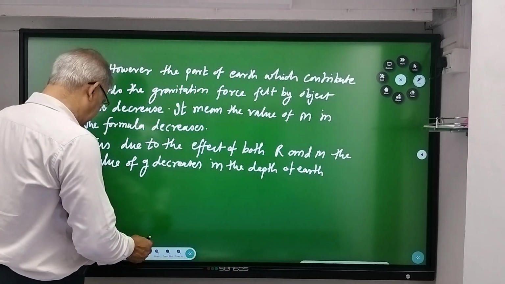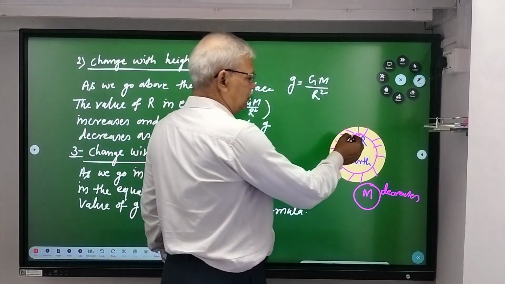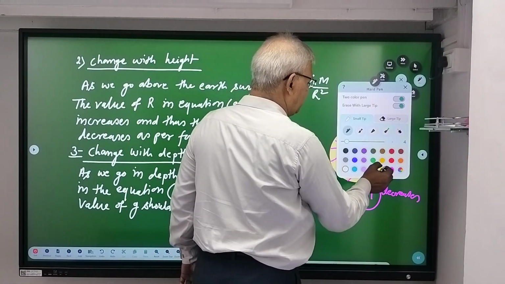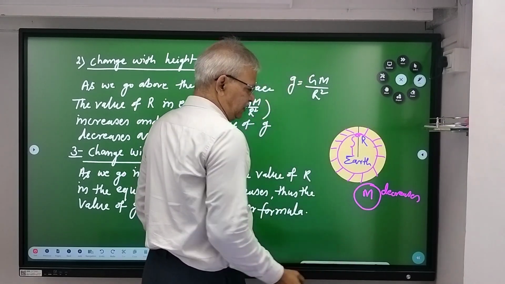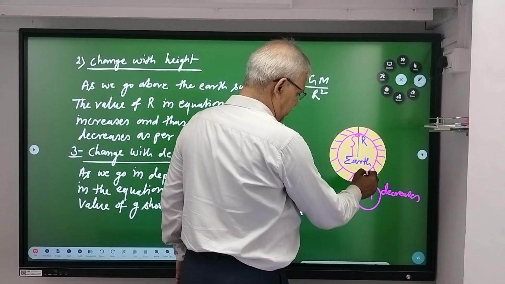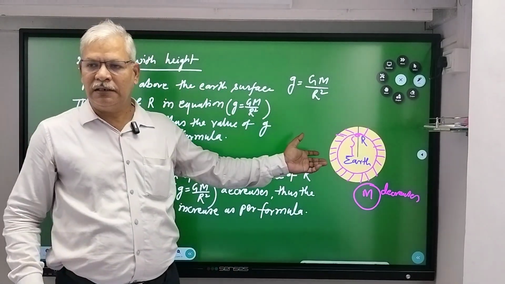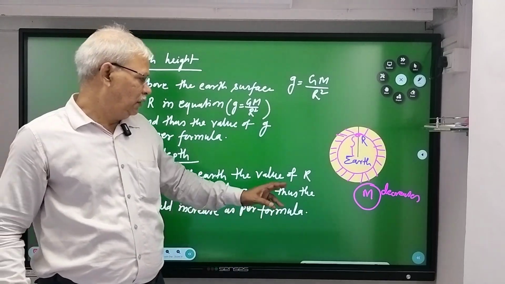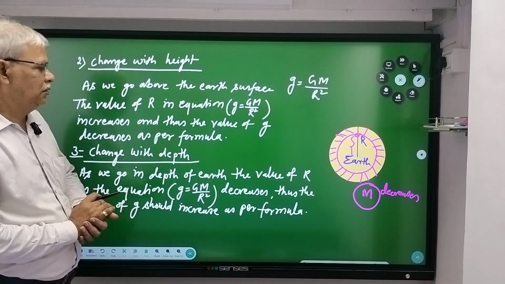Understood? As I told you, again I am telling you, what happened? The remaining part of the Earth here, the mass of Earth is changing, or the mass of Earth is decreasing. As I told you, the outer part of this is not contributing in the gravitational force of Earth. Therefore, this value of G is decreasing inside.